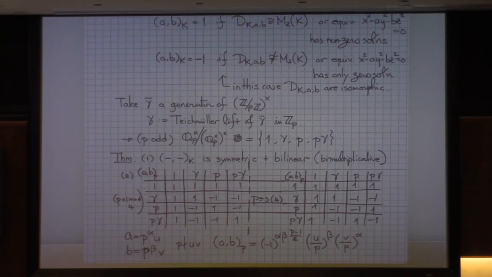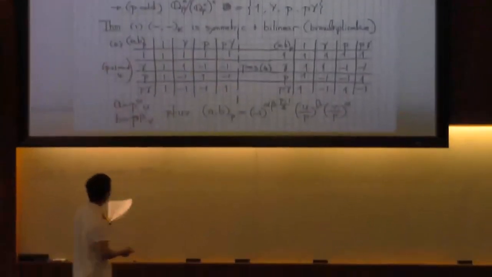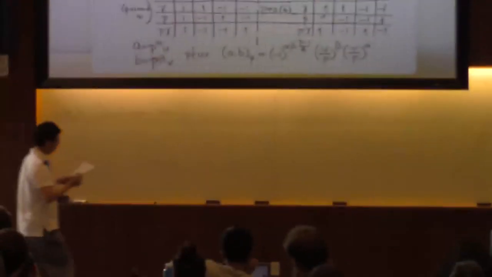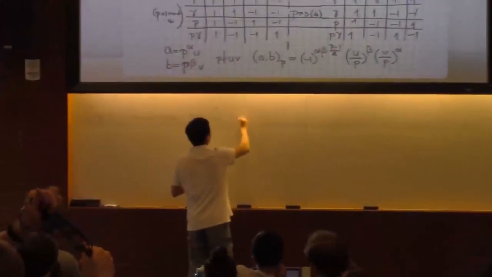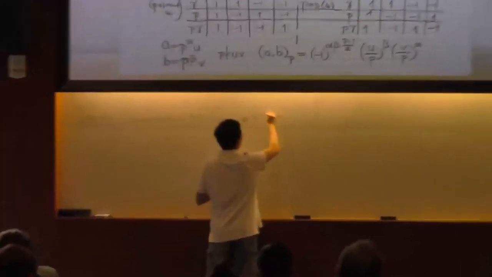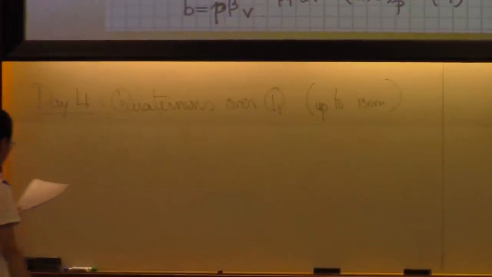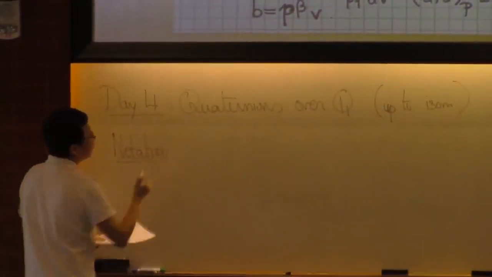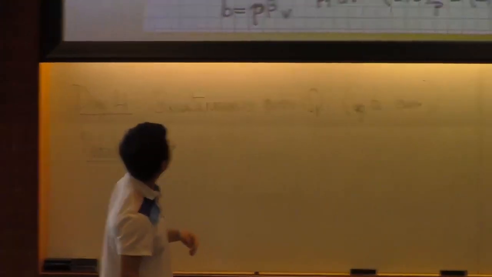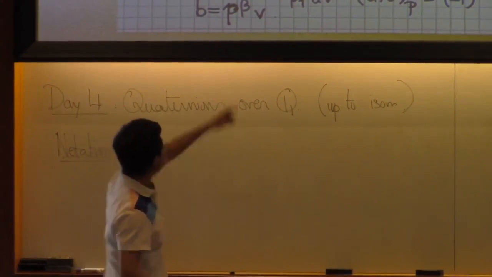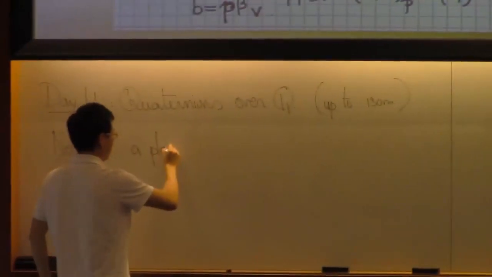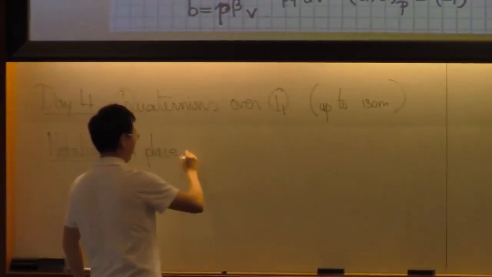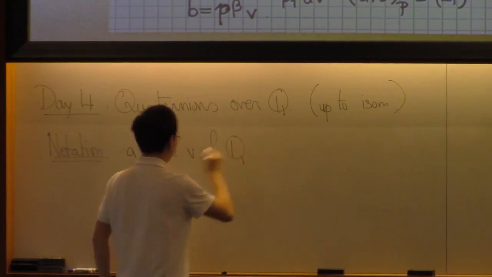Okay, so today, once we're done with classifying quaternions over local fields, we're going to move on to quaternions over Q. I want to classify them up to isomorphism. So, a bit of notation. We'll use a notion called a place v. This is the standard notation.